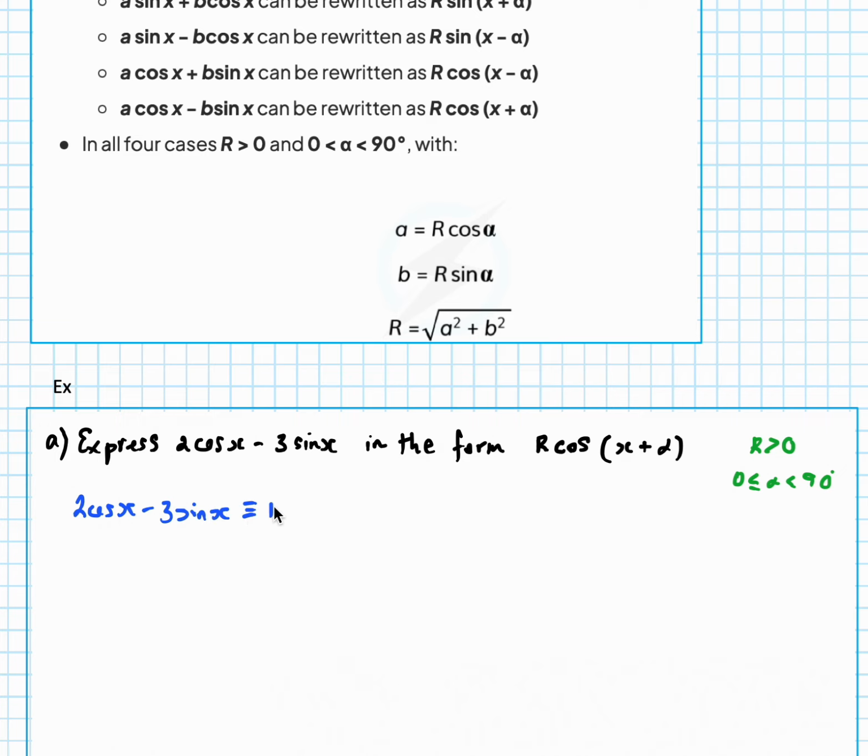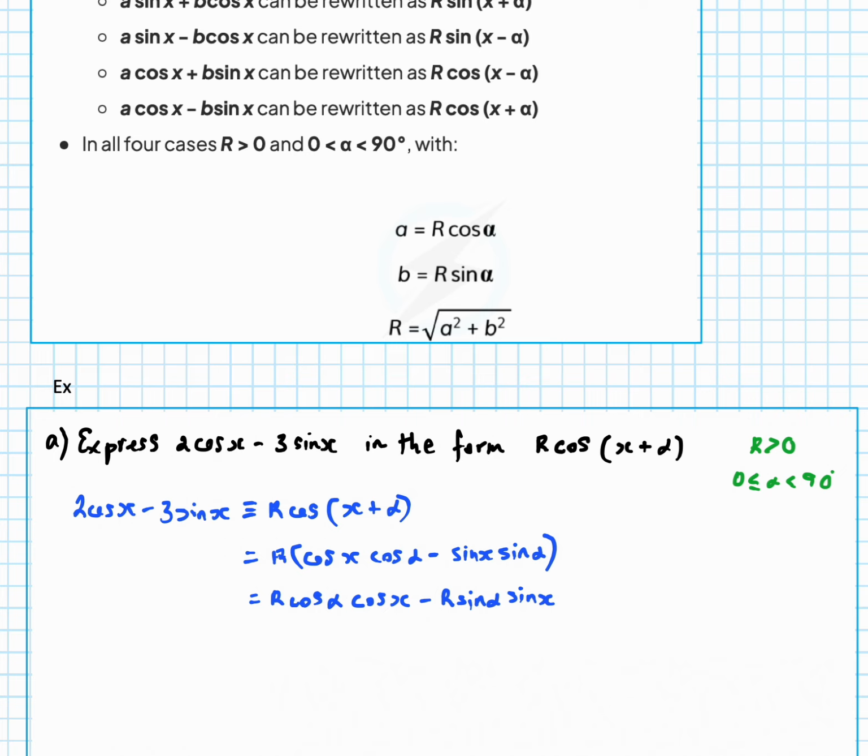So 2 cosine x minus 3 sine x is equivalent to R cosine bracket x plus alpha. And of course, this is going to be rewritten now with the compound or addition formula. Essentially you'll rewrite this and then equate the coefficients. So multiply it out. We put alpha first, because that's what we're looking for. That's the angle.